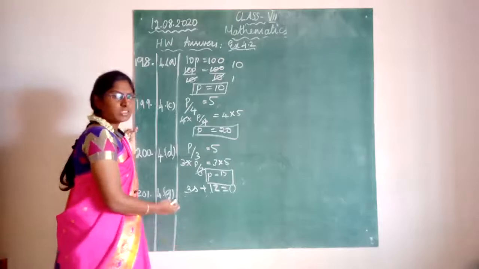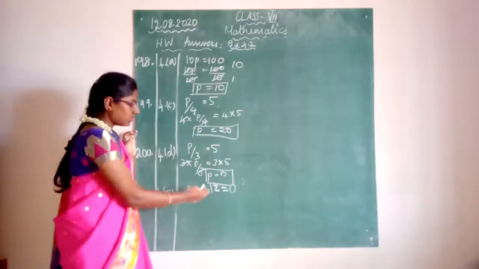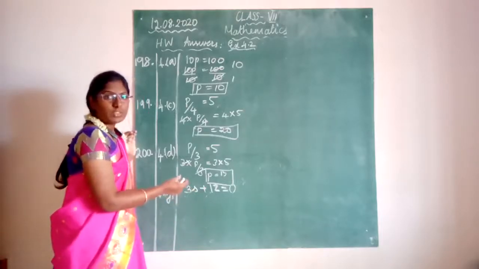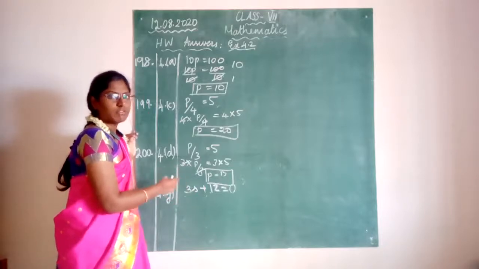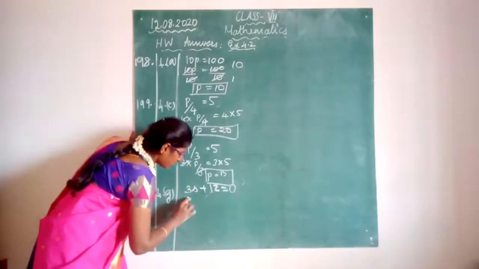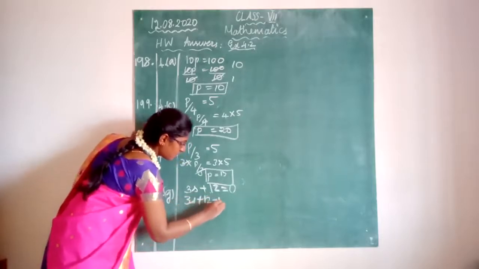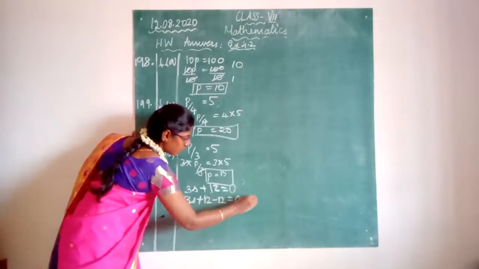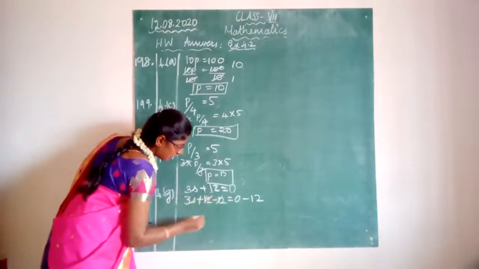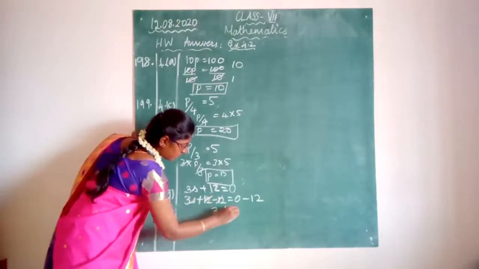So look at the question here. 3s plus 12 is equal to 0 is given. So we have to find the value of s. So we have to remove 12 first. Okay. So write 3s plus 12 minus 12 equal to 0 minus 12. So plus 12 minus 12 will get cancelled. 3s is equal to minus 12.